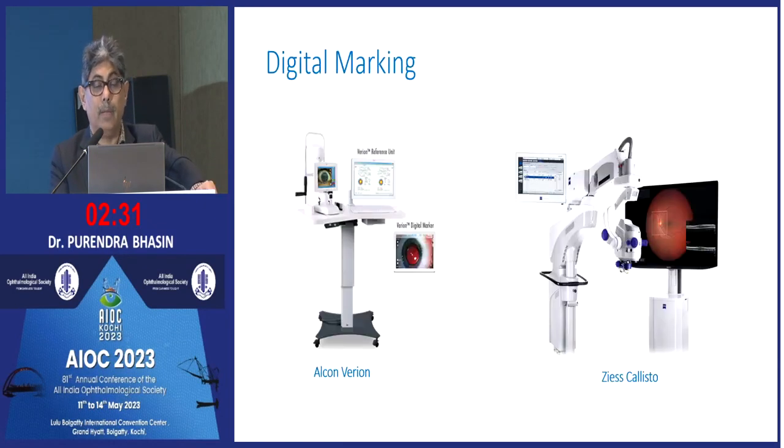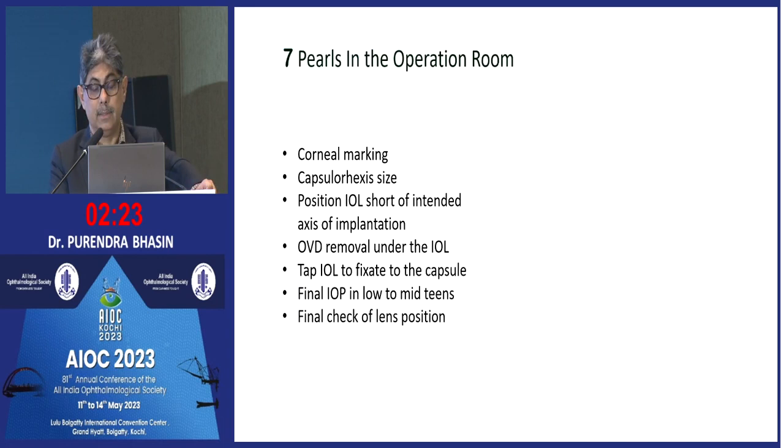Electronic preoperative markers are also there, and a digital marking system is from Alcon. It comes from Varion, and from Zeiss it is the Callisto system. There also you have to register the patient preoperatively, and this works on the principle of registering the scleral conjunctival vessels and the iris pattern.